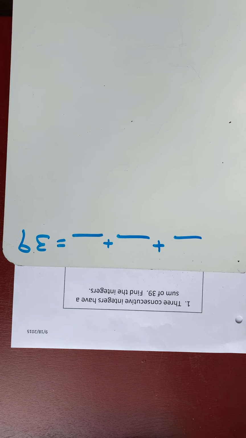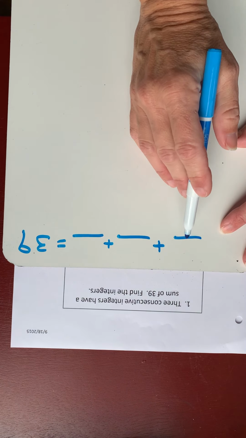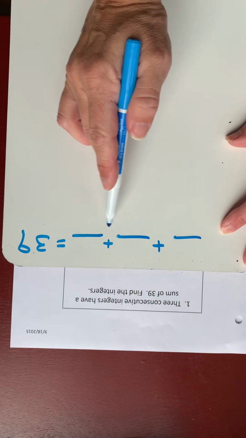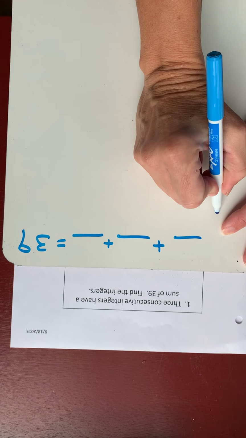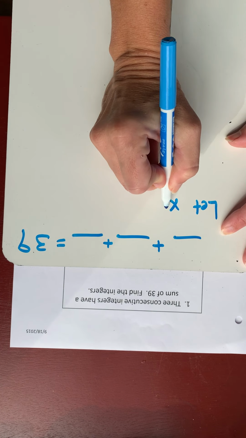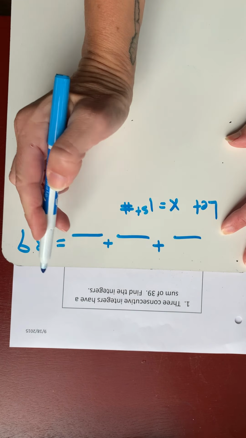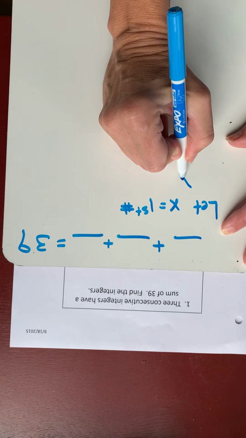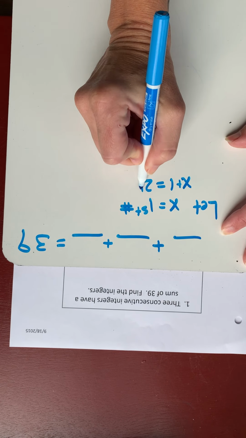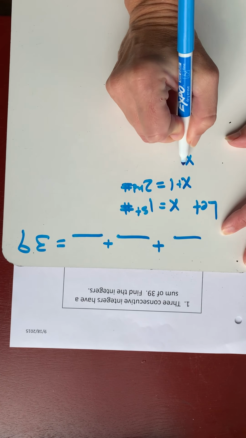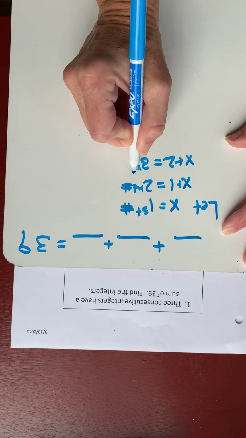Well, I don't know what they are. So I need to use algebra. Now, like I said, you could guess and test and come up with these pretty easily, but let's use algebra to do it. So we're going to let x equal the first number. Well, they want 3 consecutive integers, so how do I do that? x plus 1 is going to equal the second number, and x plus 2 equals the third number.